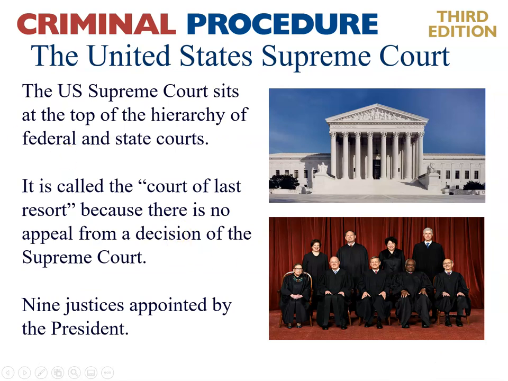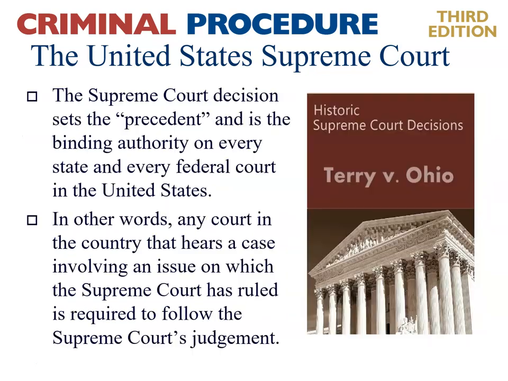Now, the U.S. Supreme Court, a little bit of information, sits at the top of the hierarchy of the federal and state courts. It's called the court of last resort because it is. There's no appeal from a decision of the Supreme Court. Nine justices appointed by the president. And this last year or so, we've seen a couple appointed by the current president. The Supreme Court's decisions set, remember that word, precedent, and are the binding authority on every state and every federal court in the U.S. So if the Supreme Court makes a precedent decision, everybody has to follow it.